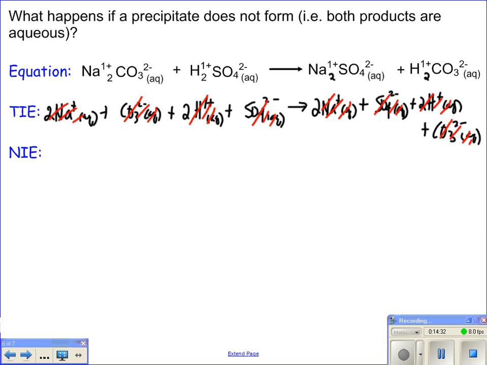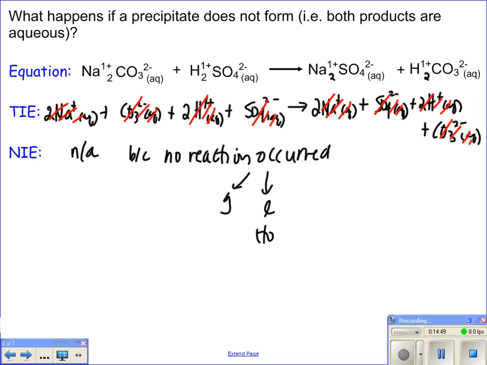Because nothing paired up. There was no precipitate, no liquid, no gas made. And we often see this as no reaction. And so you cannot do a net ionic equation because no reaction occurred. No reaction occurred, as I said, because there was no gas, no liquid, which is usually water in our cases, and no solid, no funky chunky formed, and therefore no net ionic equation.